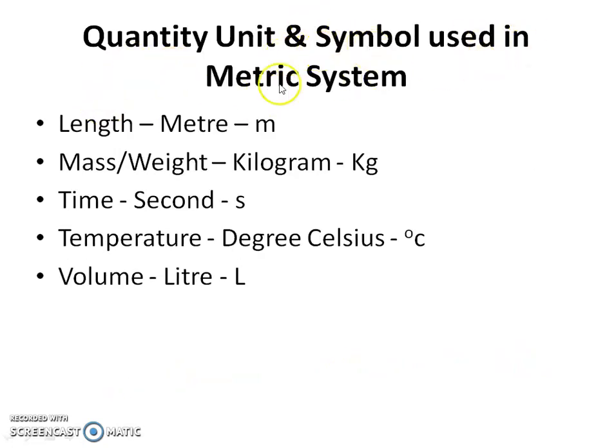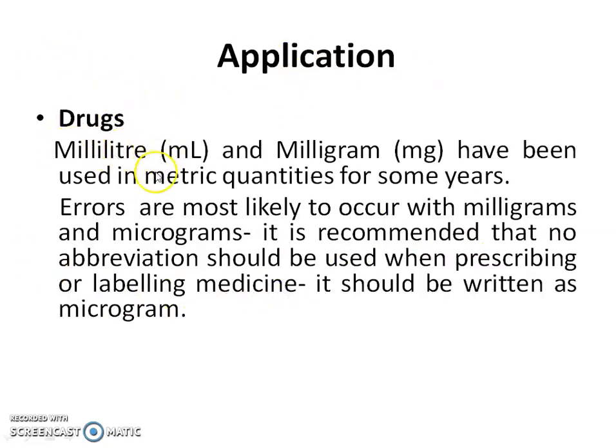Quantity, that is unit and symbol used in the metric system: length, meter, m; mass or weight, kilogram, kg; time, second, s; temperature, degree Celsius; volume, liter, L. Application: for drugs, milliliter (ml) and milligram (mg) have been used as the metric quantities for some years. Errors are most likely to occur with milligrams and micrograms. It is recommended that no abbreviation should be used when prescribing or labeling medicine. It should be written as microgram.